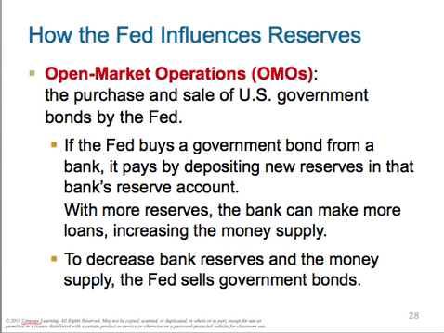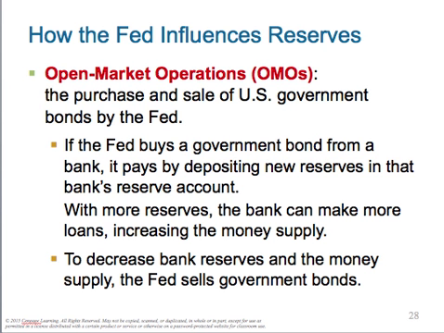Now, how the Fed influences reserves is through open market operations, OMOs. That's the purchase or sale of U.S. government bonds by the Fed. Now, remember from previous chapters, a bond is a note of indebtedness, okay? The Fed can sell those. If the Fed buys government bonds from a bank, it pays by depositing new reserves in the bank's account. So it releases money back to the banks. With more reserves, then, more money, the bank can then make more loans, which increases the money supply. So the Fed can manipulate the money supply positively by buying government bonds.